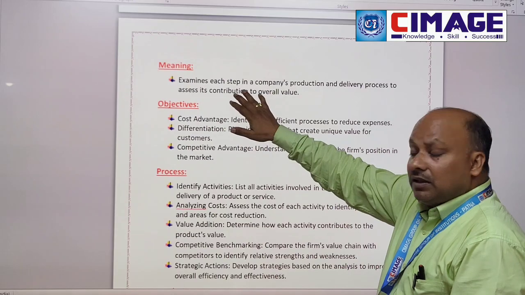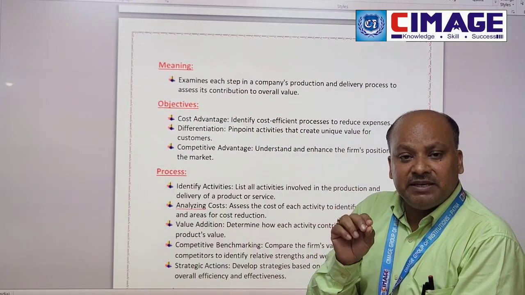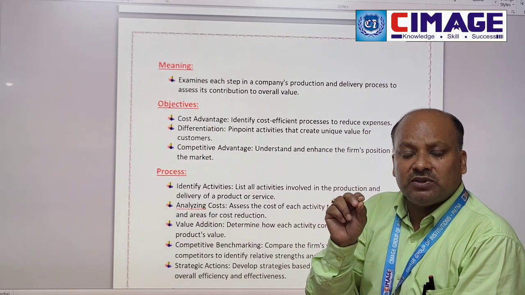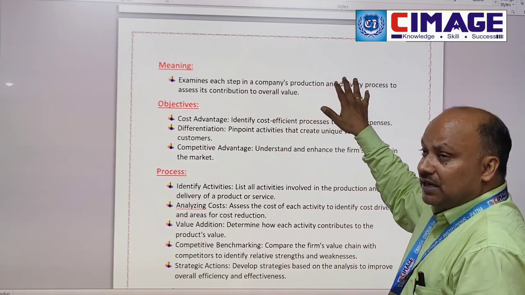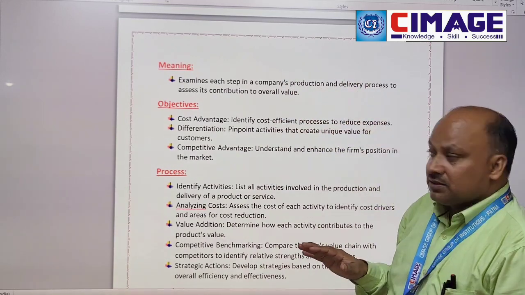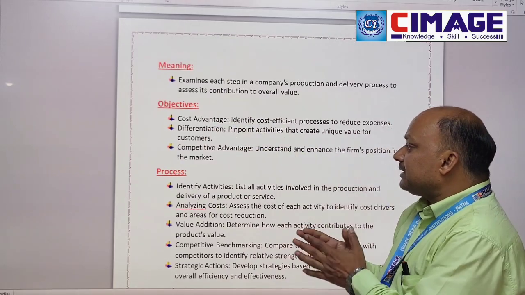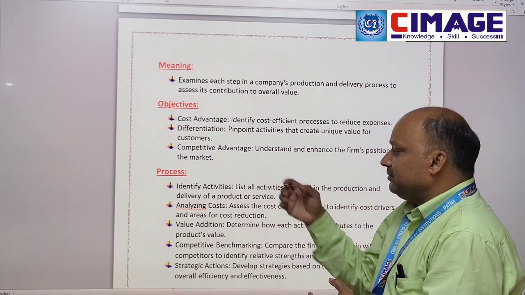Here, by examining the primary and supportive activities, we can easily evaluate the whole process of the organization under the production as well as the delivery process. Now, what are the objectives of this? The objectives are cost advantages, differentiation, competitive advantages.